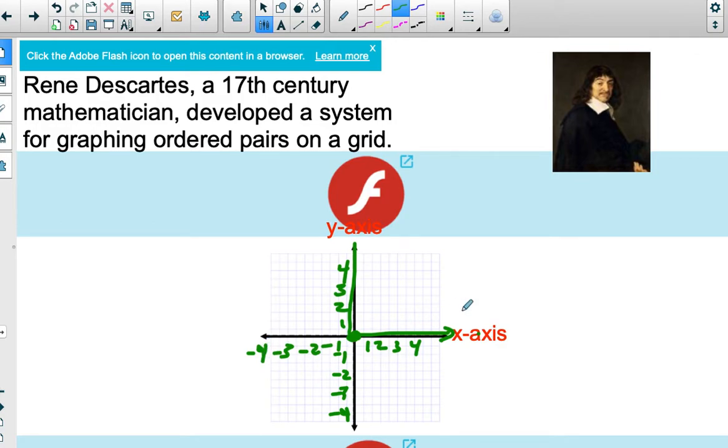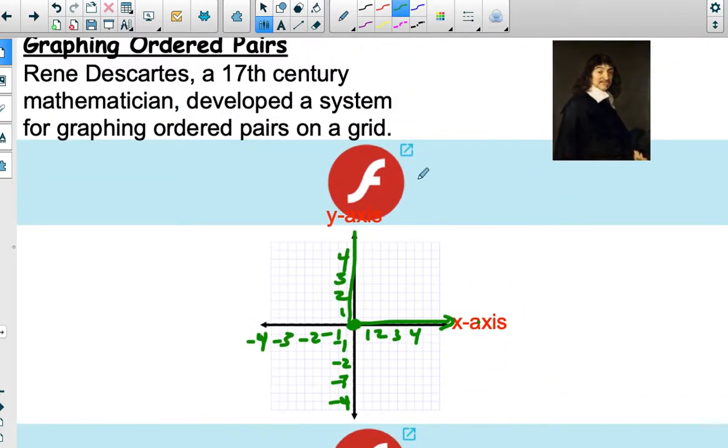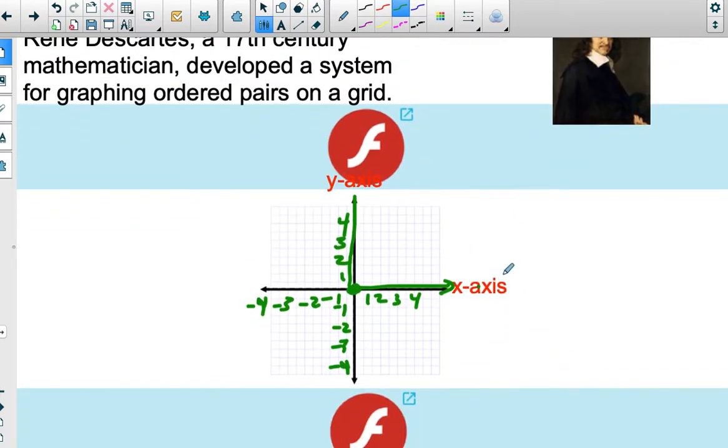And so more and more in high school, we're going to be doing some plotting and using these other 3 quadrants. So we have the x-axis here. Once again, that's our independent variable. And our y-axis, which is our dependent.